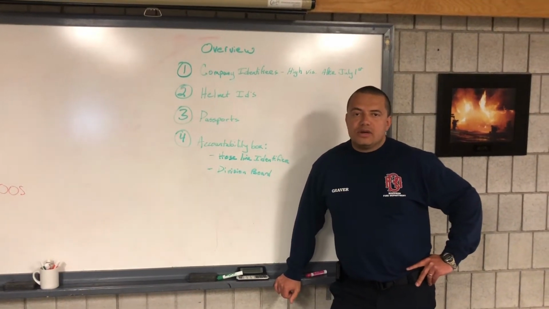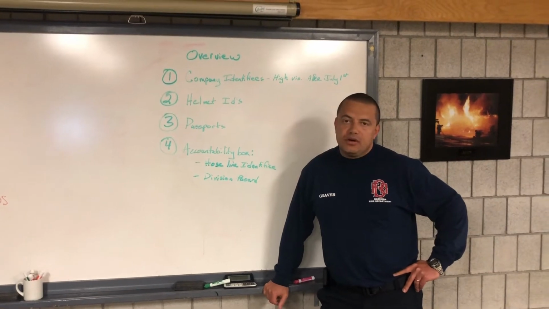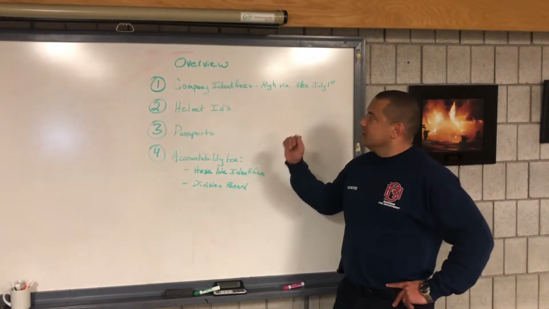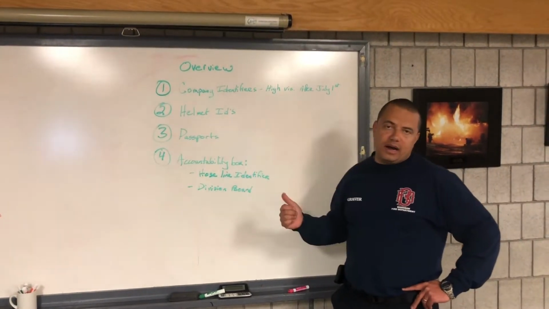Hey everyone, I just want to go over our new accountability procedure. I'm just going to give you a quick overview. There's going to be 4 components: company identifiers, helmet IDs, passports, and the accountability box.